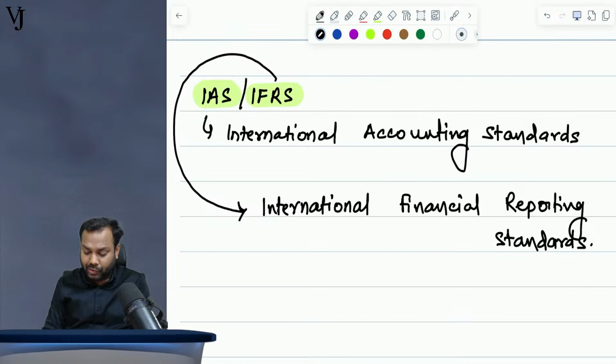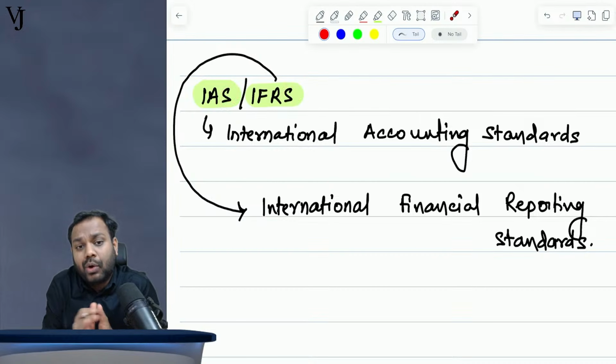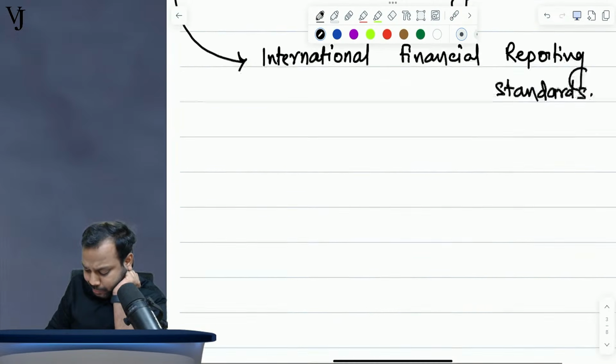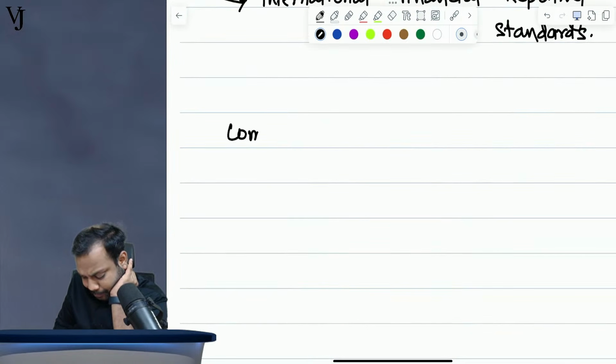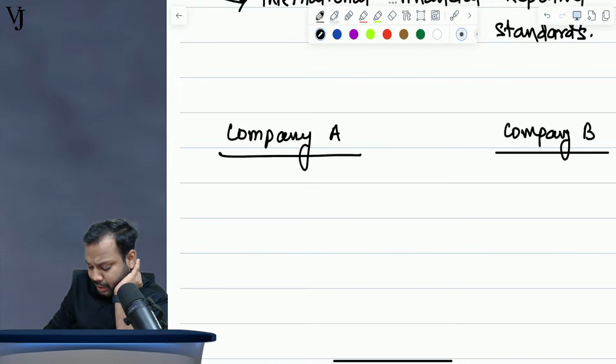First of all, understand that they are standards. What is the need of an accounting standard? Think of a situation. Let's suppose there are two companies, company A and another company called company B. Both the companies are into real estate.